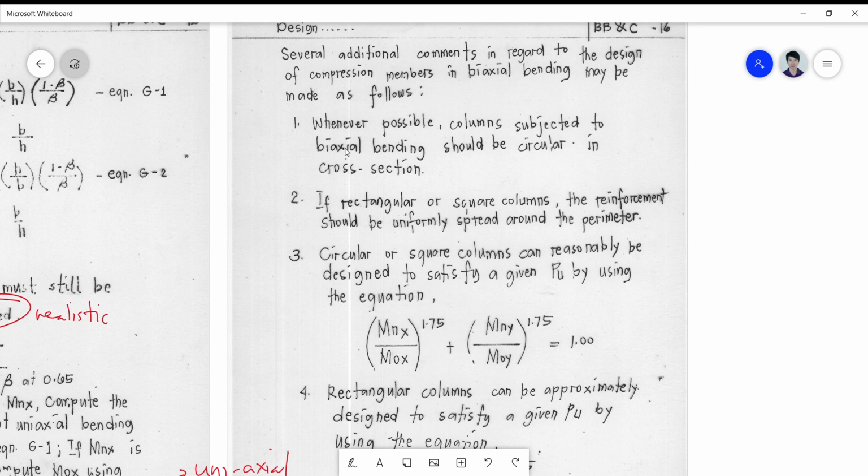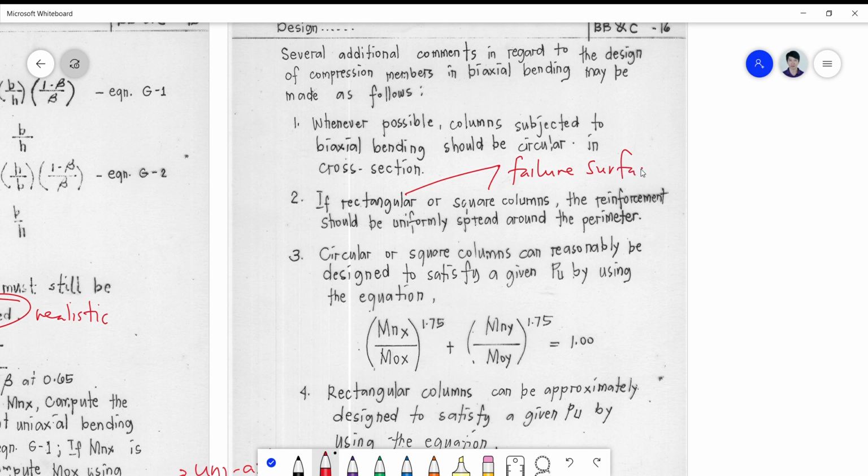Okay, so if rectangular or square, the reinforcement shall be uniformly spread around the perimeter. So this is a good suggestion. Look, uniformly spread. It will make your contour or even your failure surface more even.